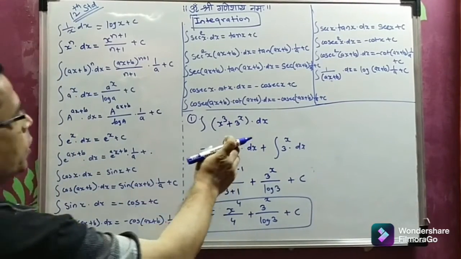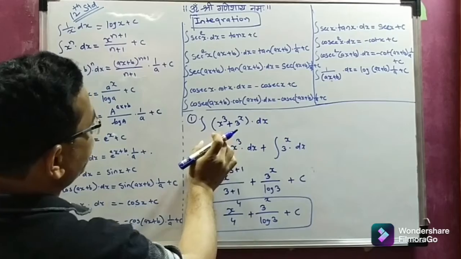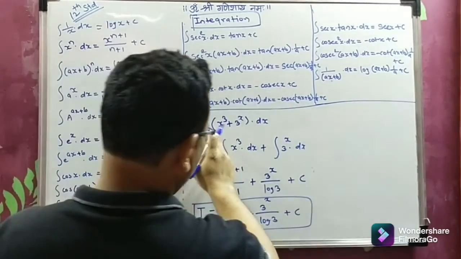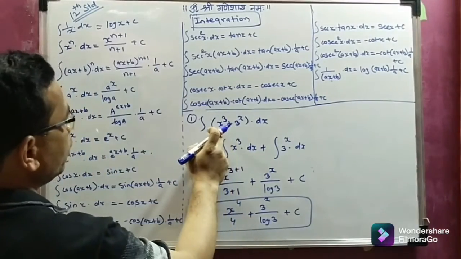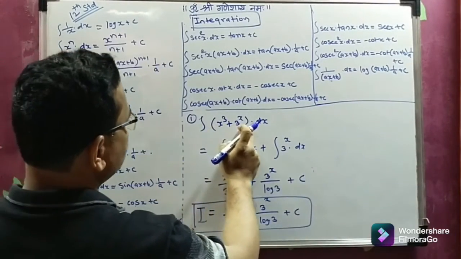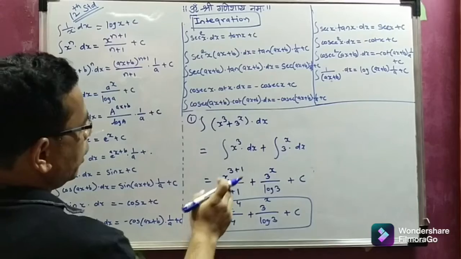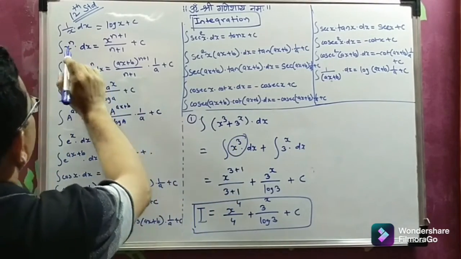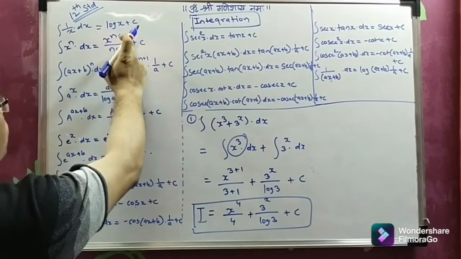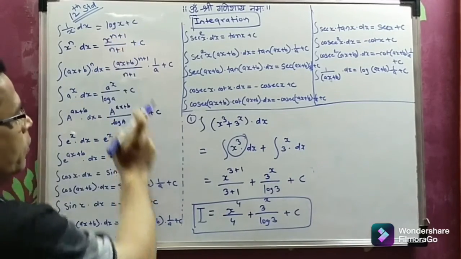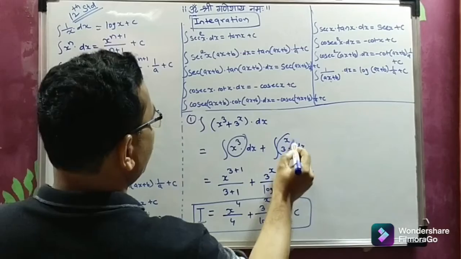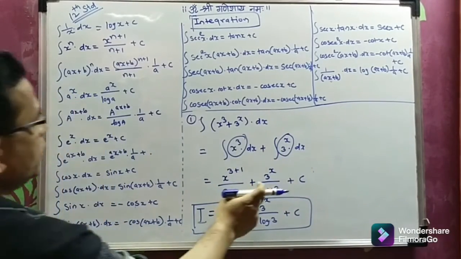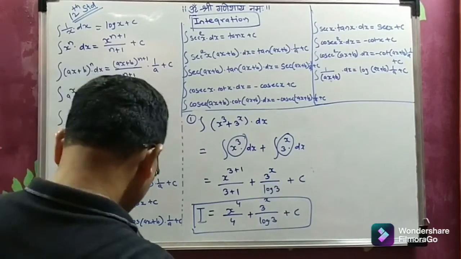So this is a simple question, a simple problem. What have you done? You have integrated the individual terms. We have done the integration of x raised to 3 individually and 3 raised to x individually. Now we use the formula for x raised to n, that is x raised to n plus 1 divided by n plus 1. And for 3 raised to x, what have we done? We have used the formula for a raised to x. So this is 3 raised to x divided by log of 3 plus c.